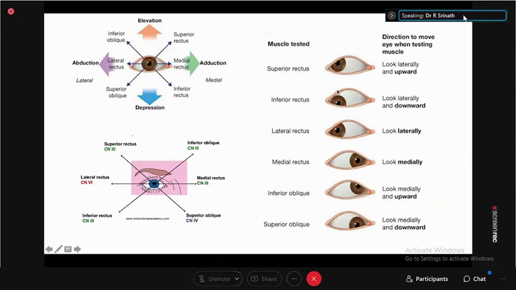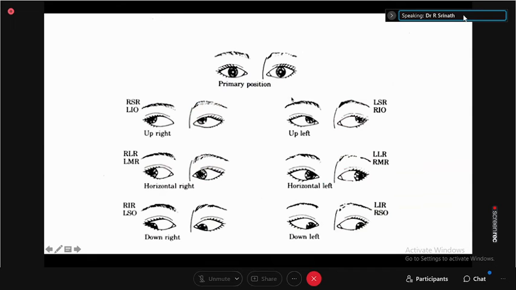So this is a very important concept which we must know before understanding other things. That is why, whenever somebody looks in the primary position, all the extraocular muscles are actually acting. Whenever a person looks up and right, the right superior rectus and left inferior oblique are acting. Similarly, I will not go into each of the details. It is simple to understand once you know the mode of action of each muscle.